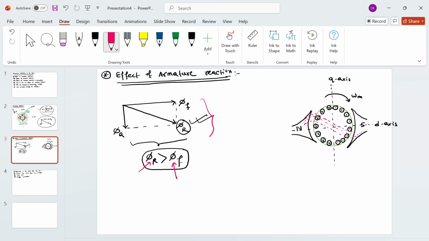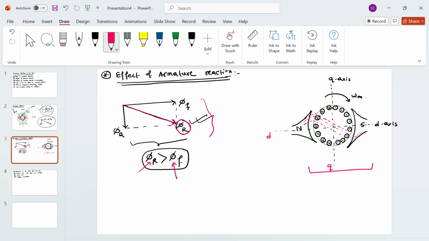You can see the direction of the resultant flux is somewhere in between the D and Q axis. So in the actual machine, if you try to see the direction of the resultant flux, you can draw the resultant flux waveform. Come to this figure here. You can see the direction of the resultant flux will be in between the D and Q axis.